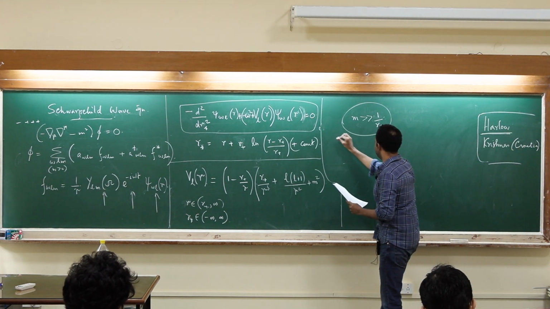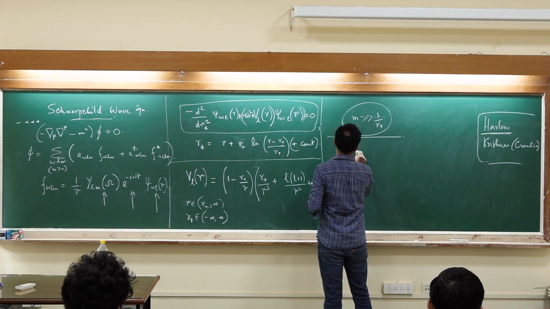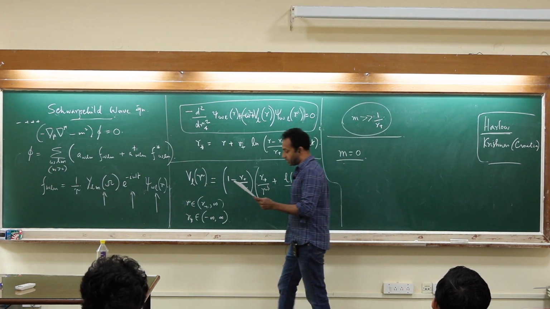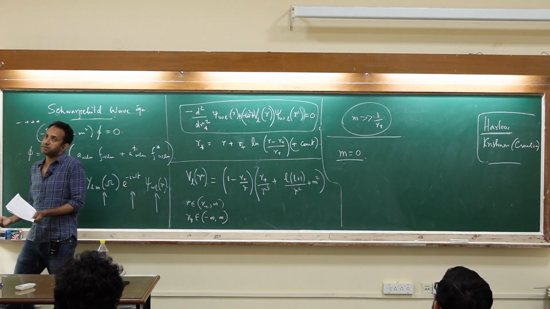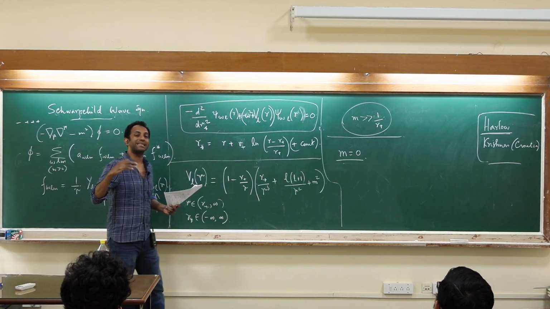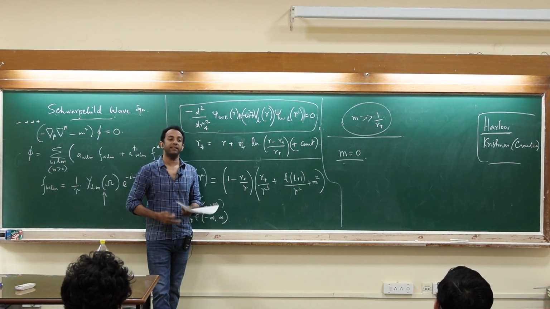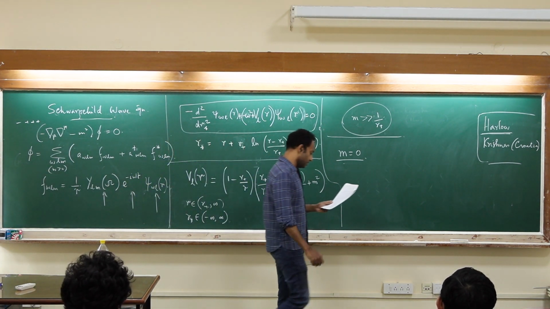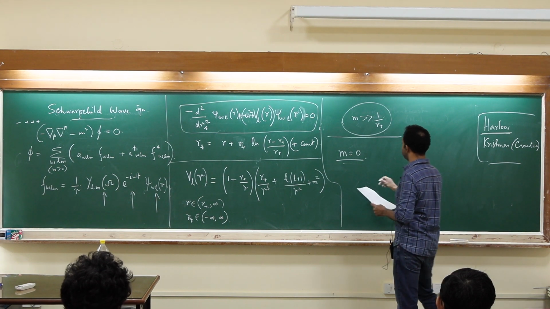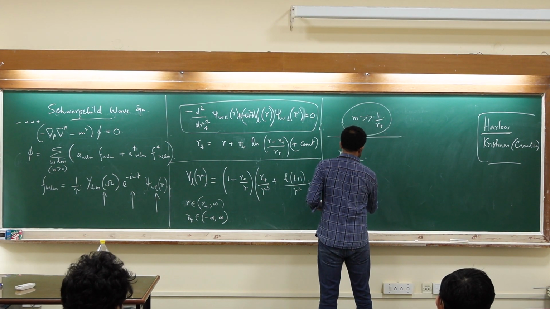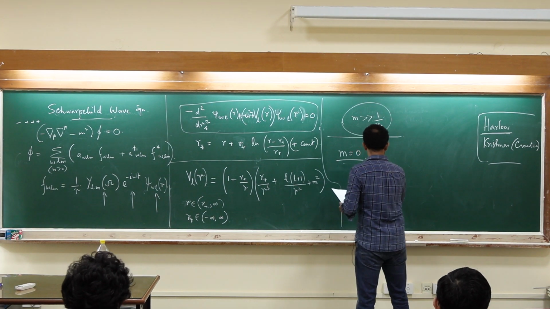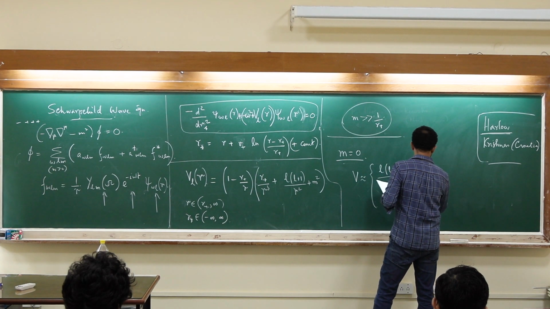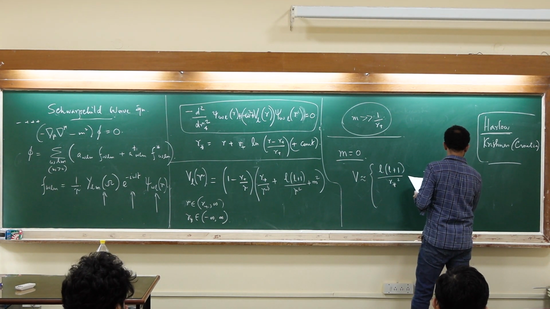So because of this, we are going to set m equal to 0. We are going to be interested in modes which are, roughly speaking, the most significant at infinity, since anything with higher mass is going to be more and more trapped towards the horizon. So we set m square equal to 0, and far away, this is the form that the potential takes.